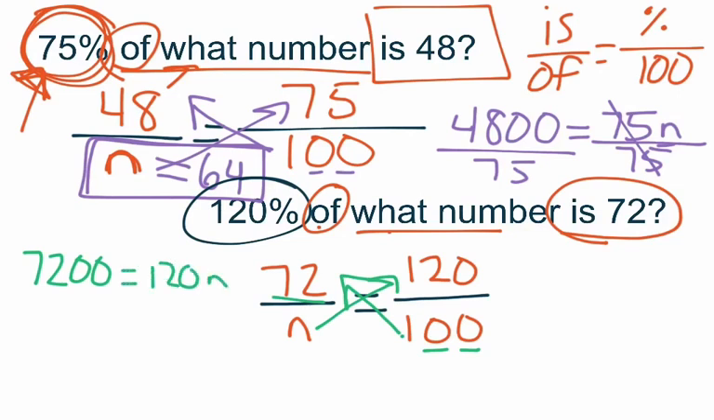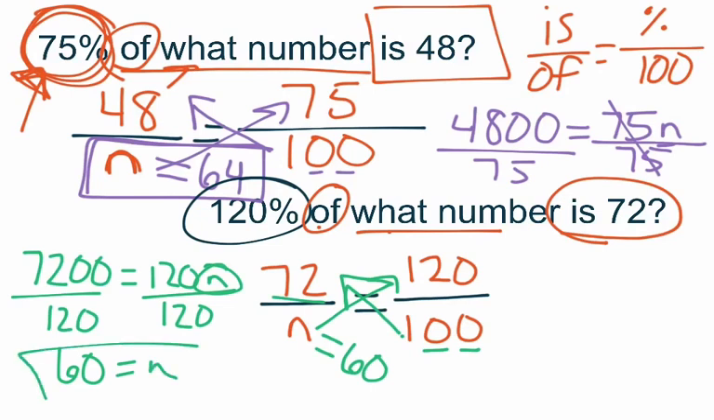What am I going to divide by? Hopefully you said 120, because we want to find n times what? So typing in my calculator, 7,200 divided by 120, that means that n equals 60. So once I divided it out, that's what I got.